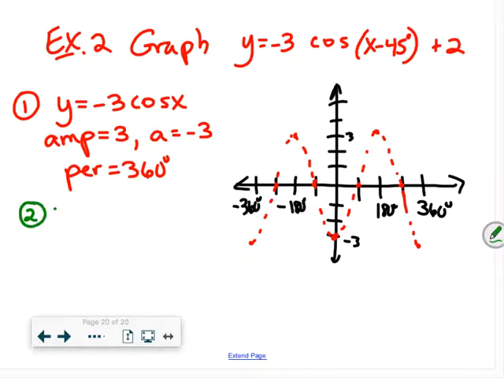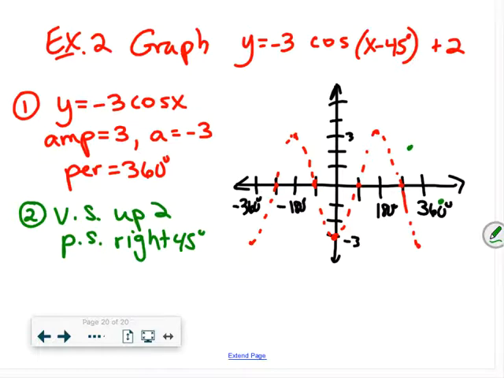The second step is I have a vertical shift up 2 and a phase shift right 45 degrees. According to these tick marks, how do you shift 45 degrees? Like half, okay, right to the half. So here I go. I'm going to take this one, move it half to the right, and up 2. Half to the right, up 2, and so on.